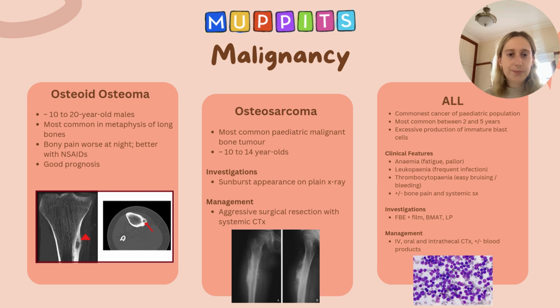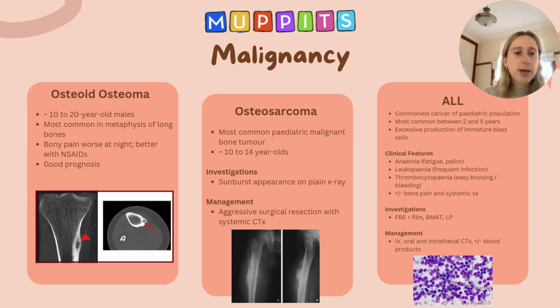Then acute lymphoblastic leukemia, or ALL, being the most common cancer of pediatric populations, most commonly seen between ages 2 and 5, and it's caused by the excessive production of immature blast cells as well, lymphoblasts. Clinical features, so thinking red blood cells, white blood cells, and platelets.